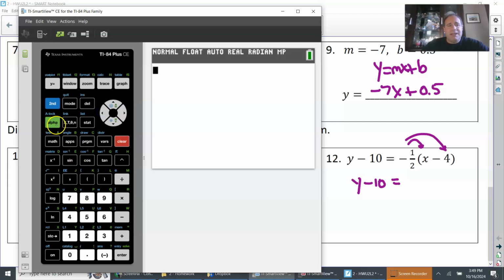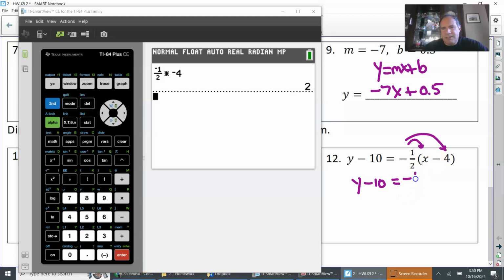You could do it 2 different ways. You could press alpha x, you have a negative 1/2 times negative 4. And it's 2. Negative times a negative. Right? So negative 1/2 times positive x is negative half x. Negative times a negative is positive. We know that, and it's 2. Remember, when you multiply a number by half, you're halving that number. It's like dividing by 2. Negative times a negative is positive, though.